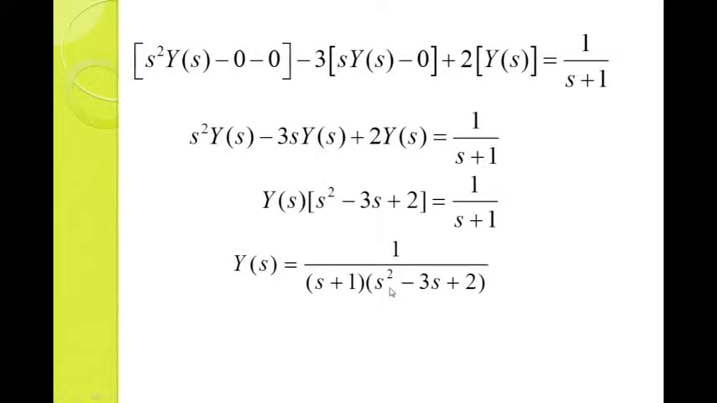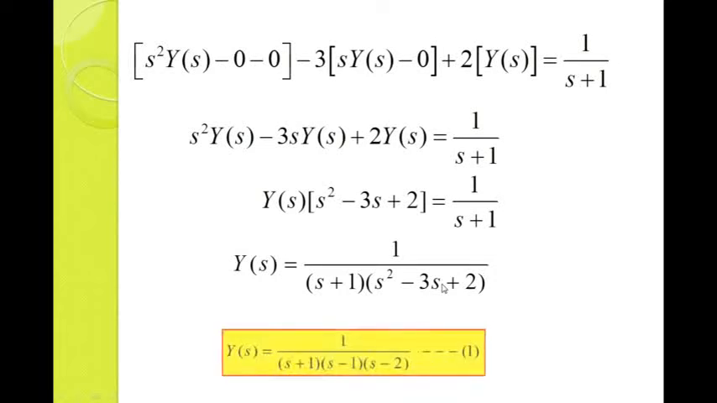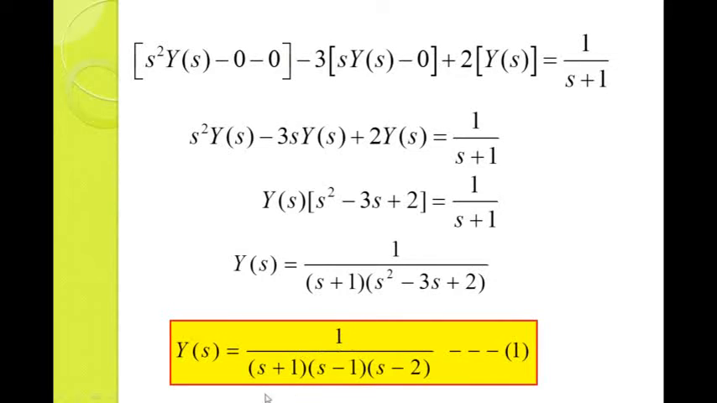Now we can split this second order polynomial into (s minus 1)(s minus 2). So therefore we get Y of s equal to 1 by (s plus 1)(s minus 1)(s minus 2). So we consider this as equation 1. So what is the second step? Now using partial fraction method to find small y of t value.